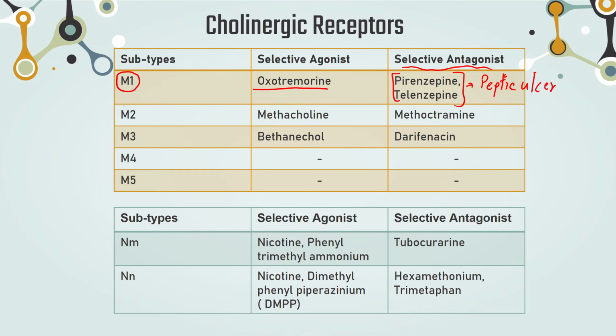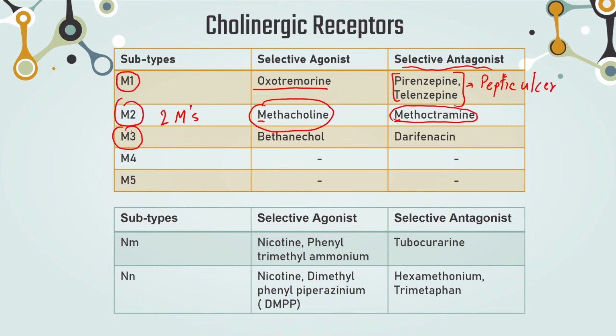Now moving further, M2 receptor. You can remember M2 like two M's. So the selective agonist can be methacholine, first M, and the antagonist will be methoctramine. There is no other way to learn this, you will have to learn it by heart.